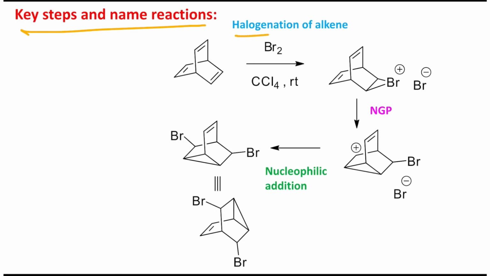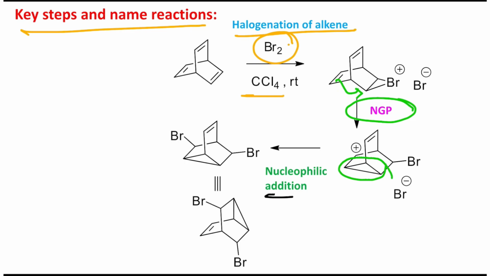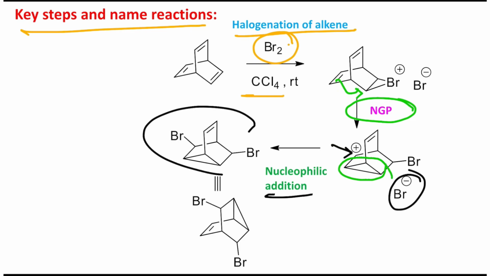The first step is the halogenation of alkene. Actually here I can say bromination in presence of a non-polar solvent like carbon tetrachloride, and it produces this bridge bromonium ion, which is the intermediate, and this bromonium ion undergoes neighboring group participation or NGP, which is an intramolecular SN2 type reaction, backside attack. So in this way it produces this 3-member ring and carbocation. And the next step is nucleophilic addition of the bromide to this carbocation, which produces this dibromo compound.